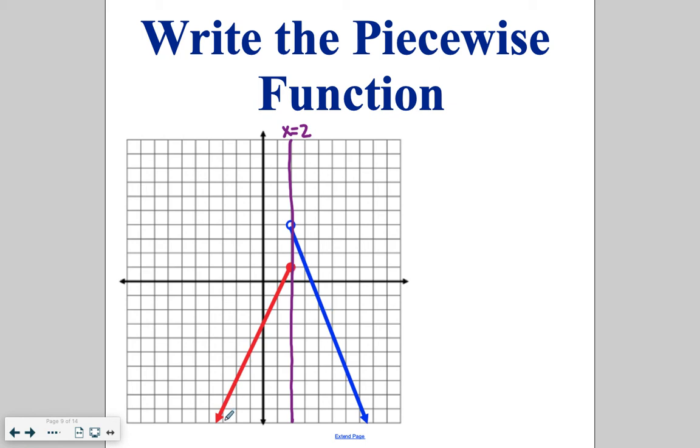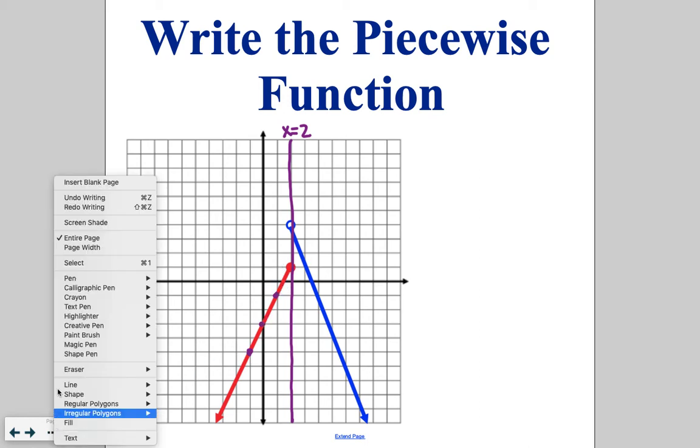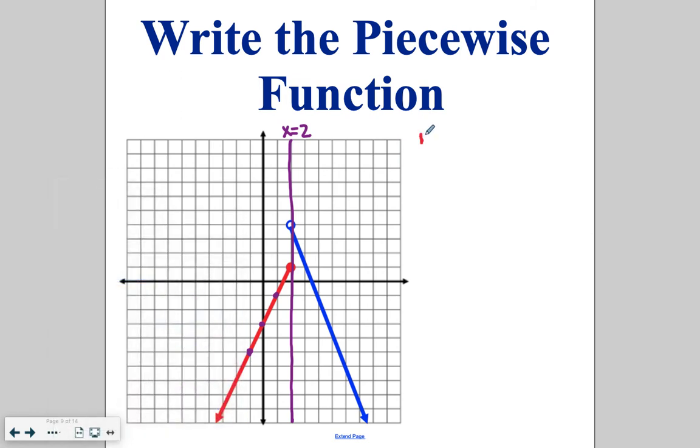We're going to start with the smaller part, so that red line. First thing you're going to want to do is find the slope. So if I'm looking at this red line, I can see a couple of different points on here. I've got this one, I've got this one, and this one. So all of these, I'm going up 2 over 1, up 2 over 1, up 2 over 1. So that means for my red line, my slope is going to be 2 because it's 2 over 1.